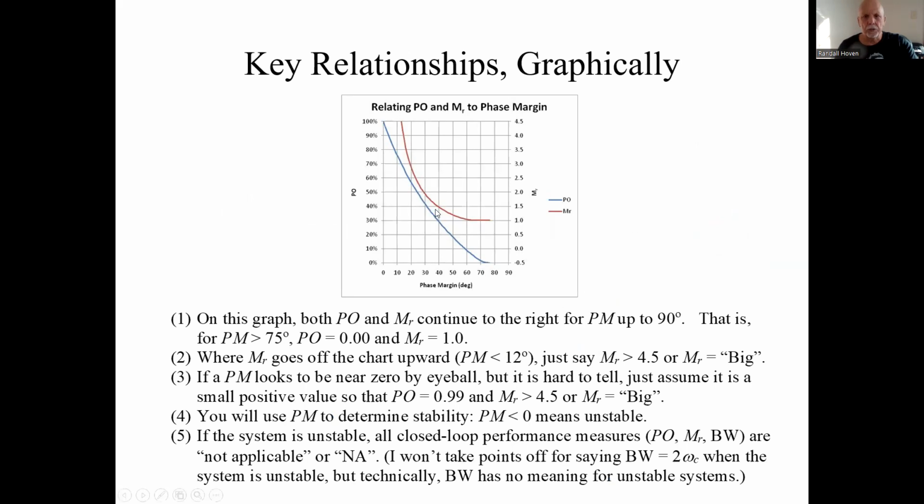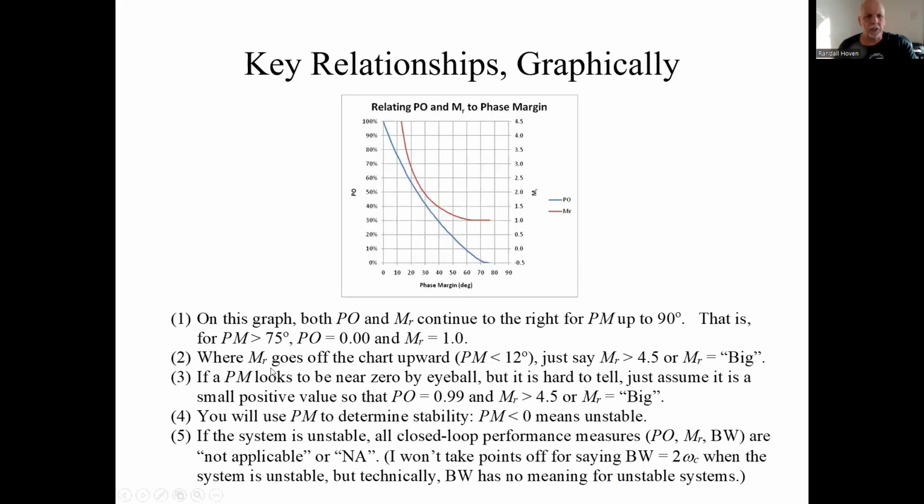Let's see, peak overshoot is the blue line here. Once you get above about 75 degrees, it just stays at no overshoot, 0% overshoot. And for the M sub R, the maximum overshoot in the frequency domain, once you get above here, it just stays at 1. It doesn't go above the DC gain.